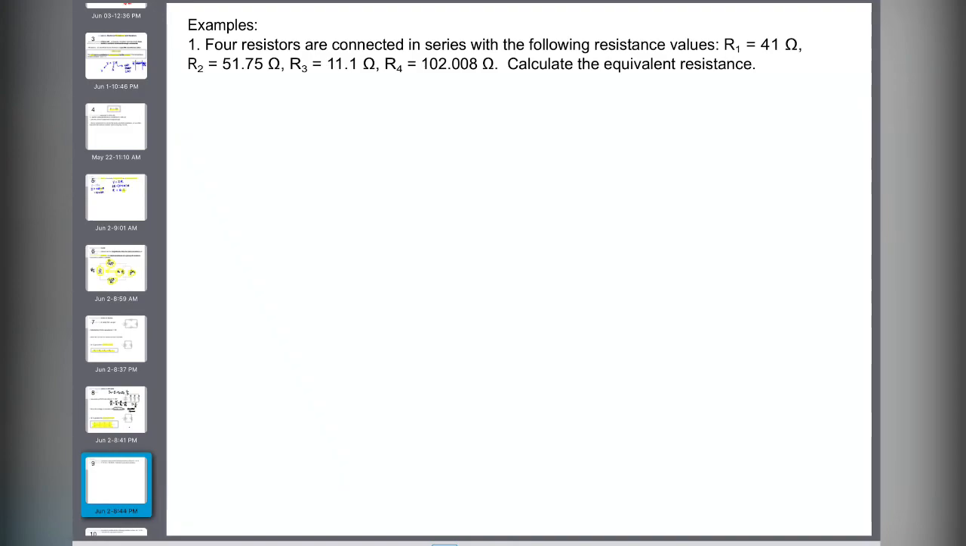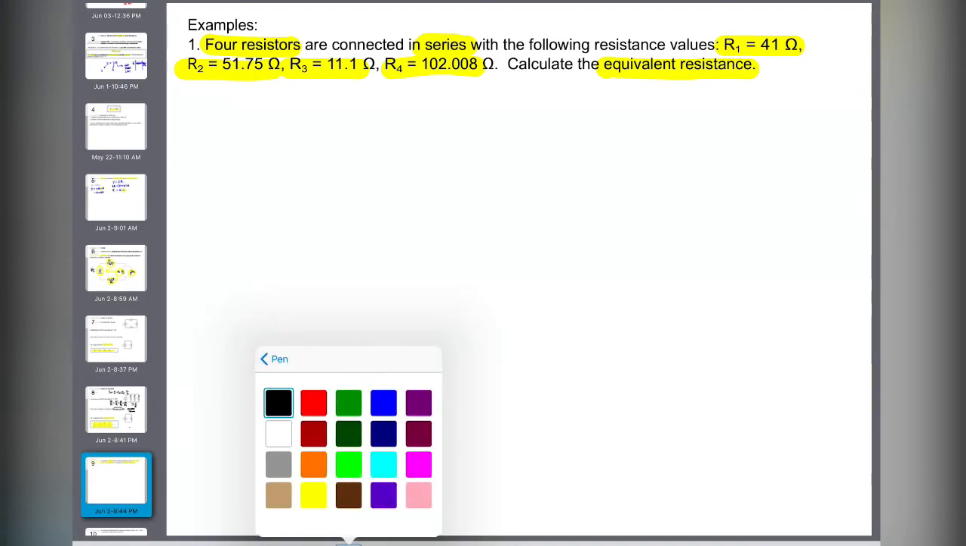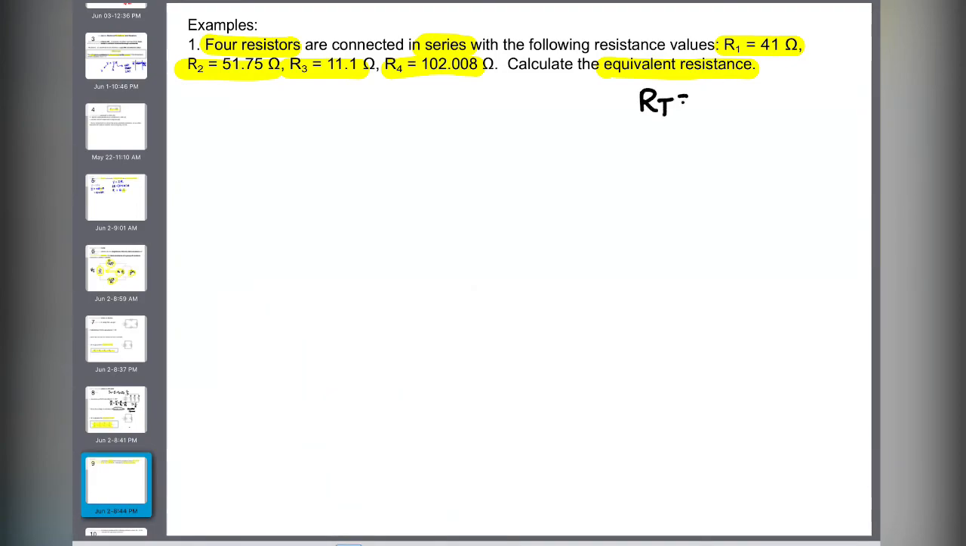All right, so for resistors connecting in series, where they tell you the different values for each of them and they want you to calculate the equivalent resistance. Whenever they're asking for the equivalent resistance, meaning they're asking for what is RT. Because this is connected in series, I just add them all together, and that's the equation.